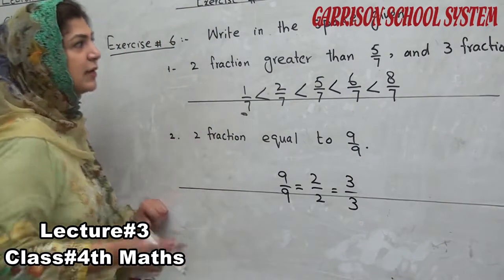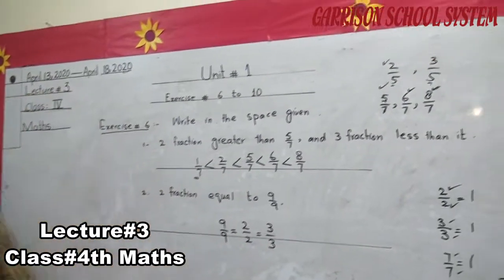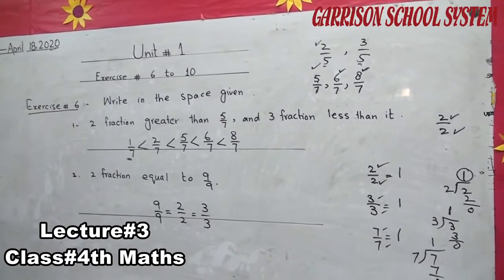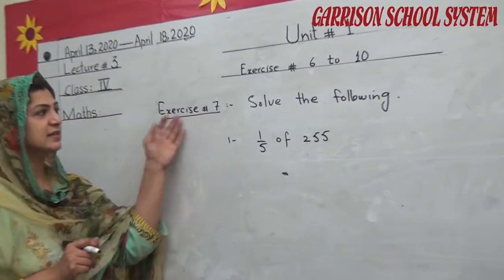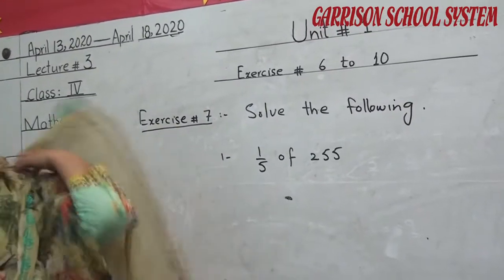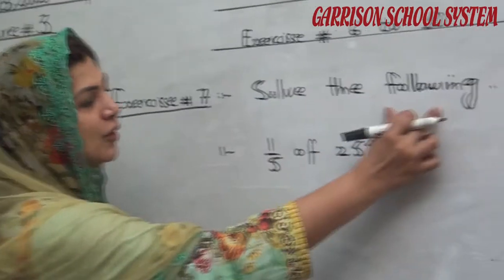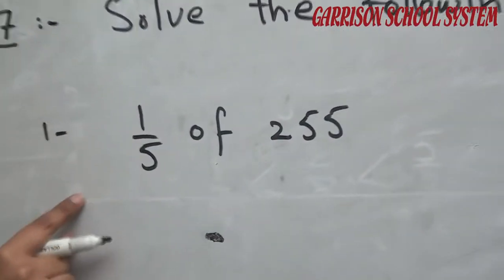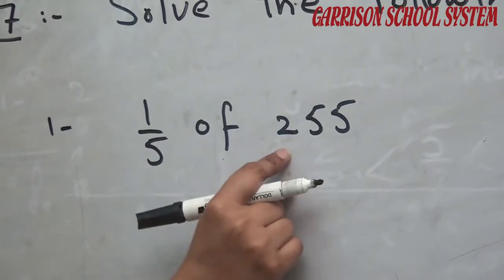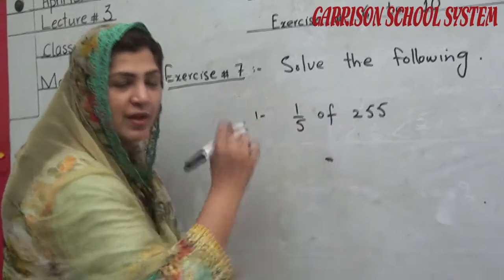So next, come to the next exercise, exercise number 7. Students, now we have written here exercise number 7. You can see in your books, exercise number 7 is: solve the following. So we have taken one question from exercise number 7, 1 by 5 of 255. So what is the meaning of this?